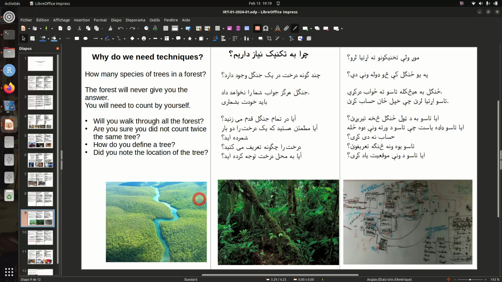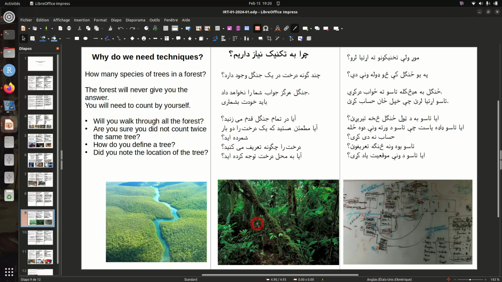Well, there is no magic paper with the number of trees. You have to count them. You have to go one by one and say, okay, this is one tree, this is another one, this is one species, this is another. How are you going to do that? Are you going to walk through all the forests? I mean, you're going to get lost. You're going to count the same tree twice. Honestly, at some point they look the same. So how do you know that you did not count the same tree twice?